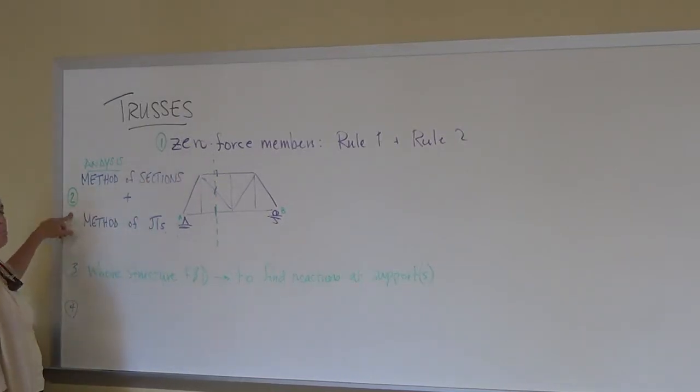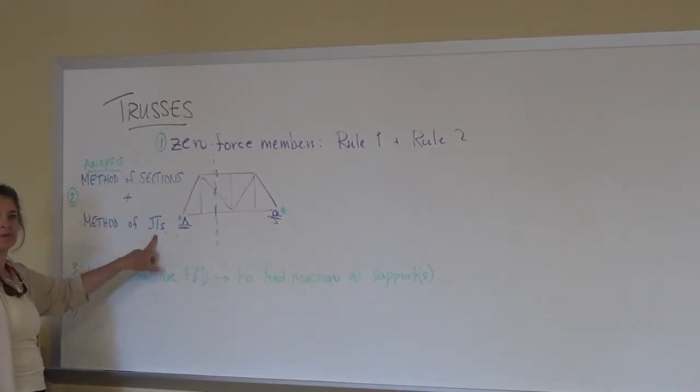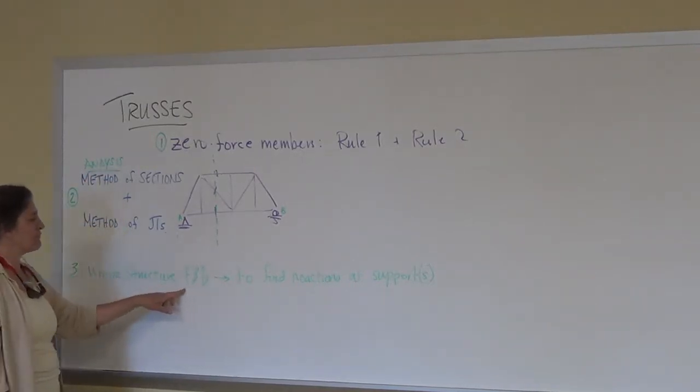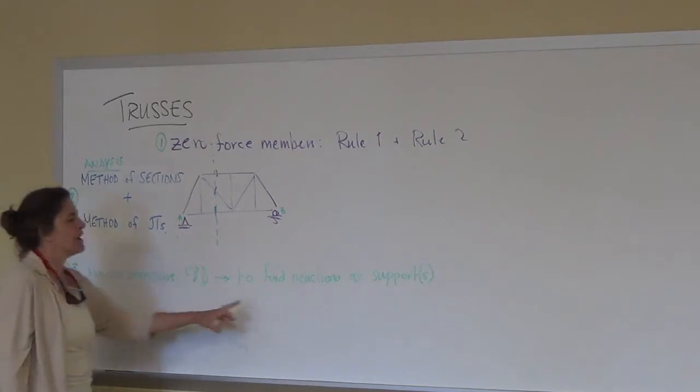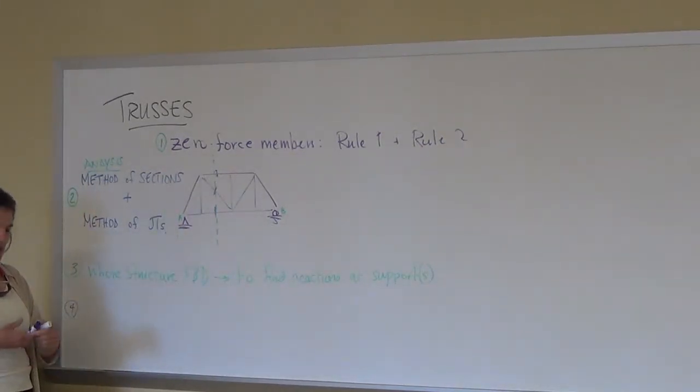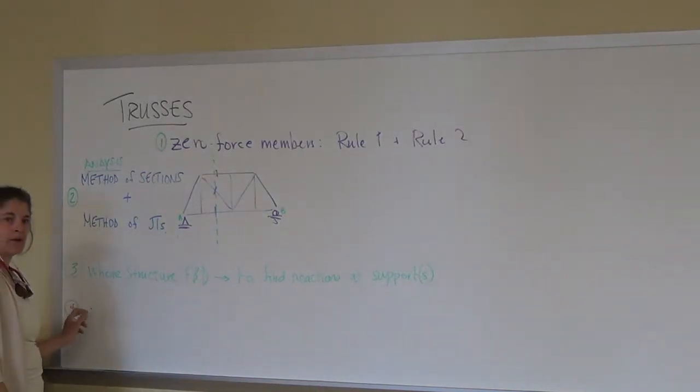Number 2, based on what they want to find, you're going to either choose to do method of sections or method of joints. Number 3, depending on which method of analysis you're going to do, you're going to need to draw a free body diagram of the whole structure and find the reactions at one or both of the supports. And then 4, now what are you going to draw a free body diagram of?